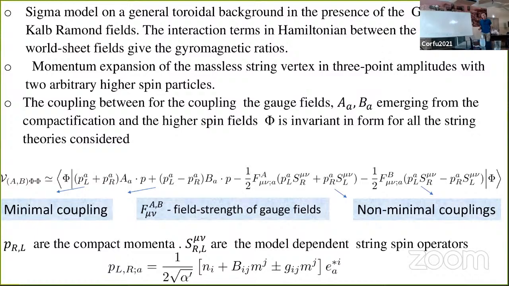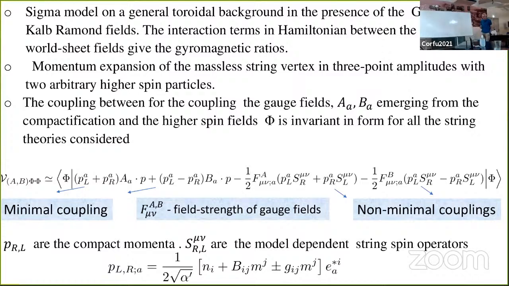We get these results, which are invariant in form for all the string models. So in heterotic, in bosonic, and in superstring, we get the same expression, which is only invariant in form because these are the left and right spin operators, which are clearly string dependent. This result in bosonic string was derived by Russo and Sagnotti. We have found the same expression, surprisingly, in heterotic and in superstring. This is the minimal coupling, okay, that you expect is universal, but it is surprising that these two terms are the same in bosonic, heterotic, and superstring.